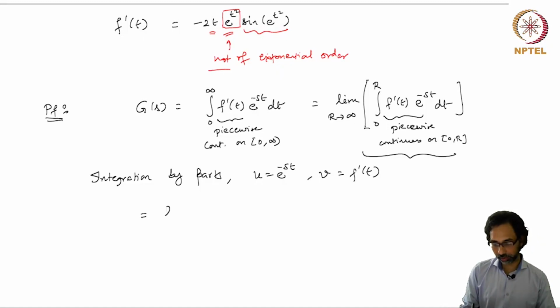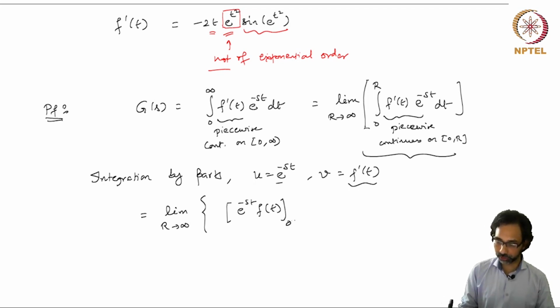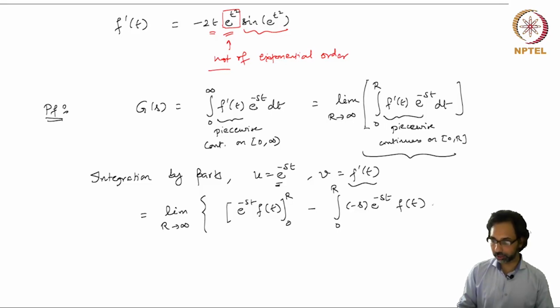So we will get the limit as R goes to infinity. So now the first term will be, we have to integrate f prime(t). So the integral of f prime(t) is simply f(t), and we have e to the minus st. So the first term is e to the minus st f(t) from 0 to R, minus, again from 0 to R, we have to differentiate u. So you will get minus s times e to the minus st, and then integrating again you get f(t) dt.